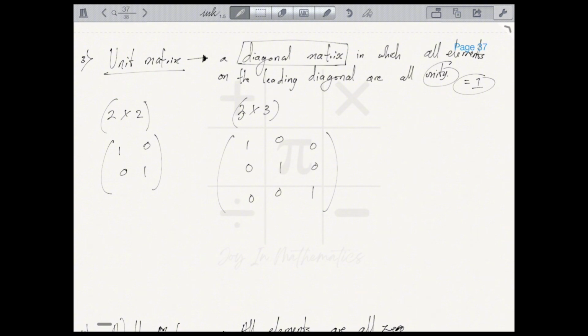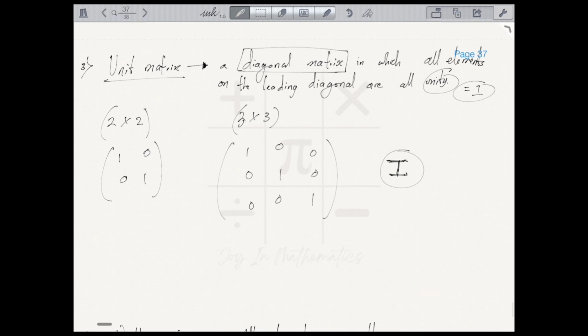Now the unit matrix here is sometimes denoted as I. Yes. So it can also stand as identity matrix. Unit matrix, identity matrix, they all work the same way. So they say write the unit matrix of a 2 by 2 matrix. So we'll have this, and the unit matrix of a 3 by 3 is this.